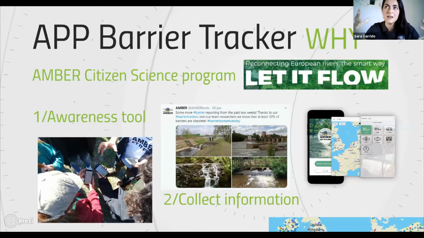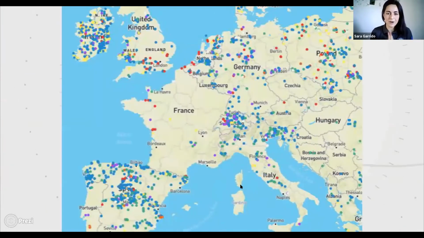So why, and how? What kind of tool did we want? We wanted a tool for awareness mainly, so it had to be simple. It has to be fast, friendly. Yeah, like the barrier tracker. I think we did a great job there. I really like the barrier tracker. And also, it has to be a tool that collects information, so we can make this layer of the atlas with all the participation of citizen science.